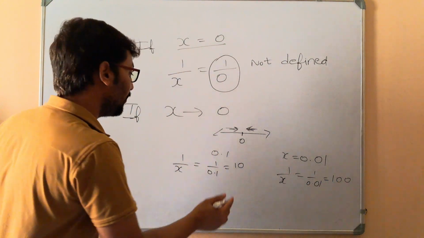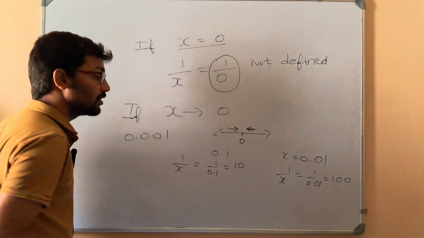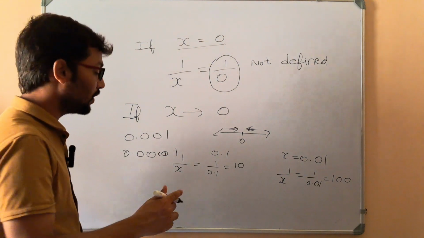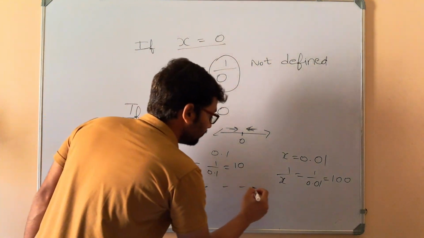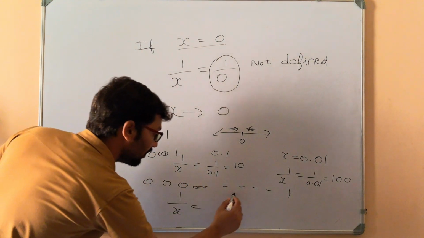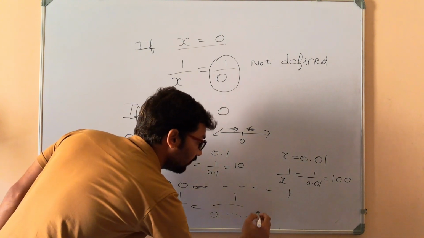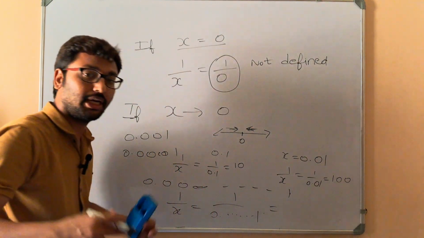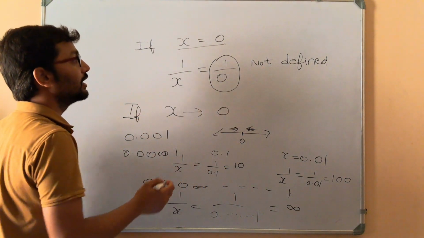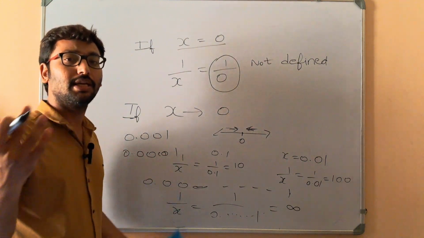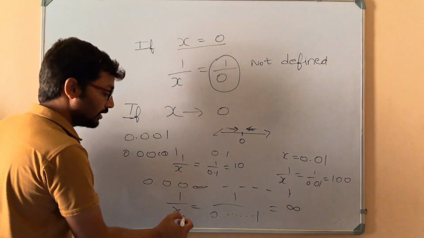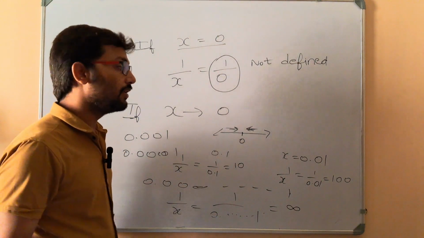Some other person says 0.001, then 0.00001. I can go up to 0.0000000 and some value, and 1 by x will be a very big value. That's why it is infinity, a very big value. As I said, infinity is a very large number. So when x tends to 0, 1 by x will be infinity.